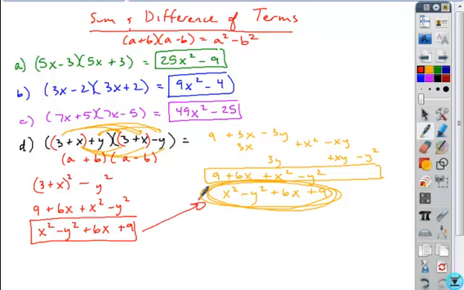Okay, so it doesn't matter which way you use. Whatever works for you, you can stick with the method of distributing. But if you can see it, in this particular case, it may be faster to use the pattern.